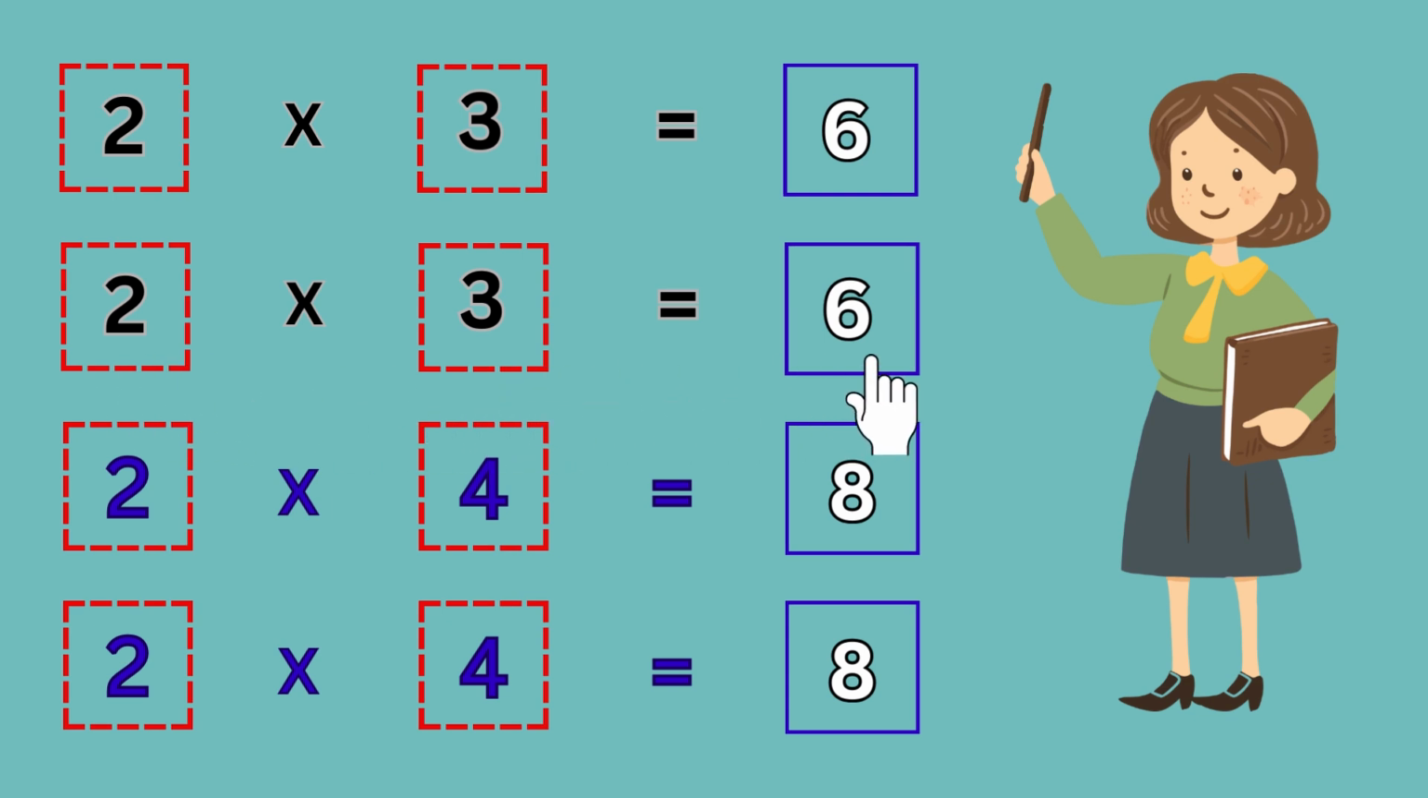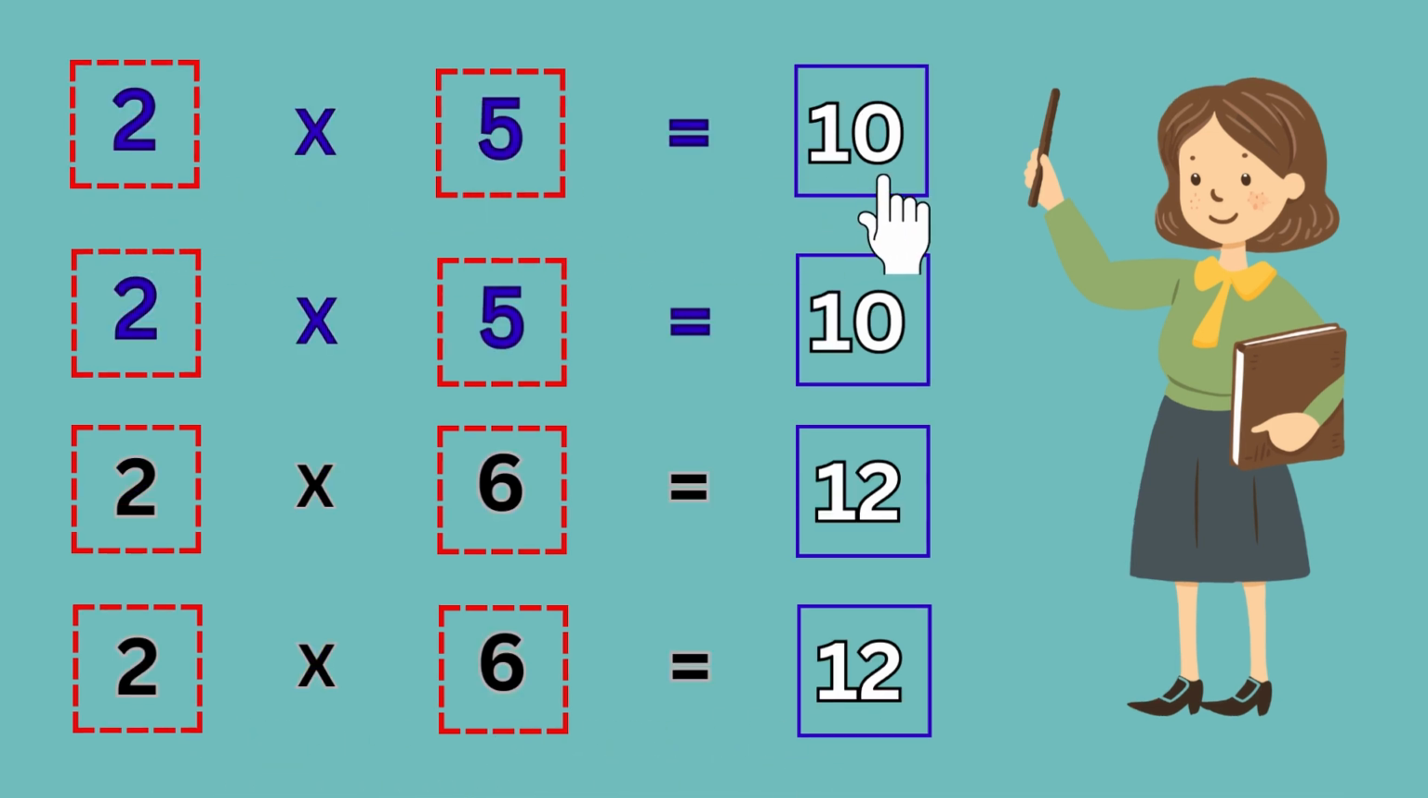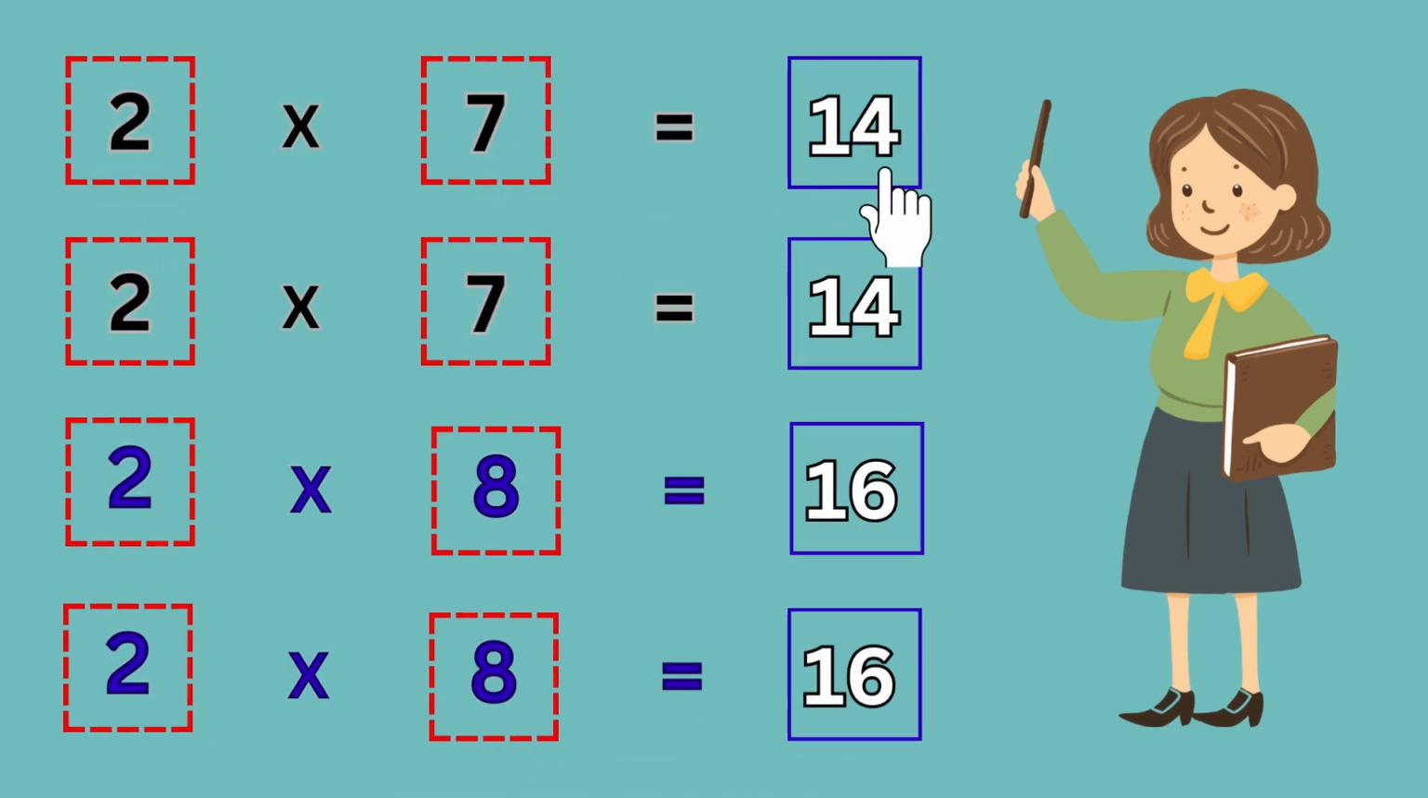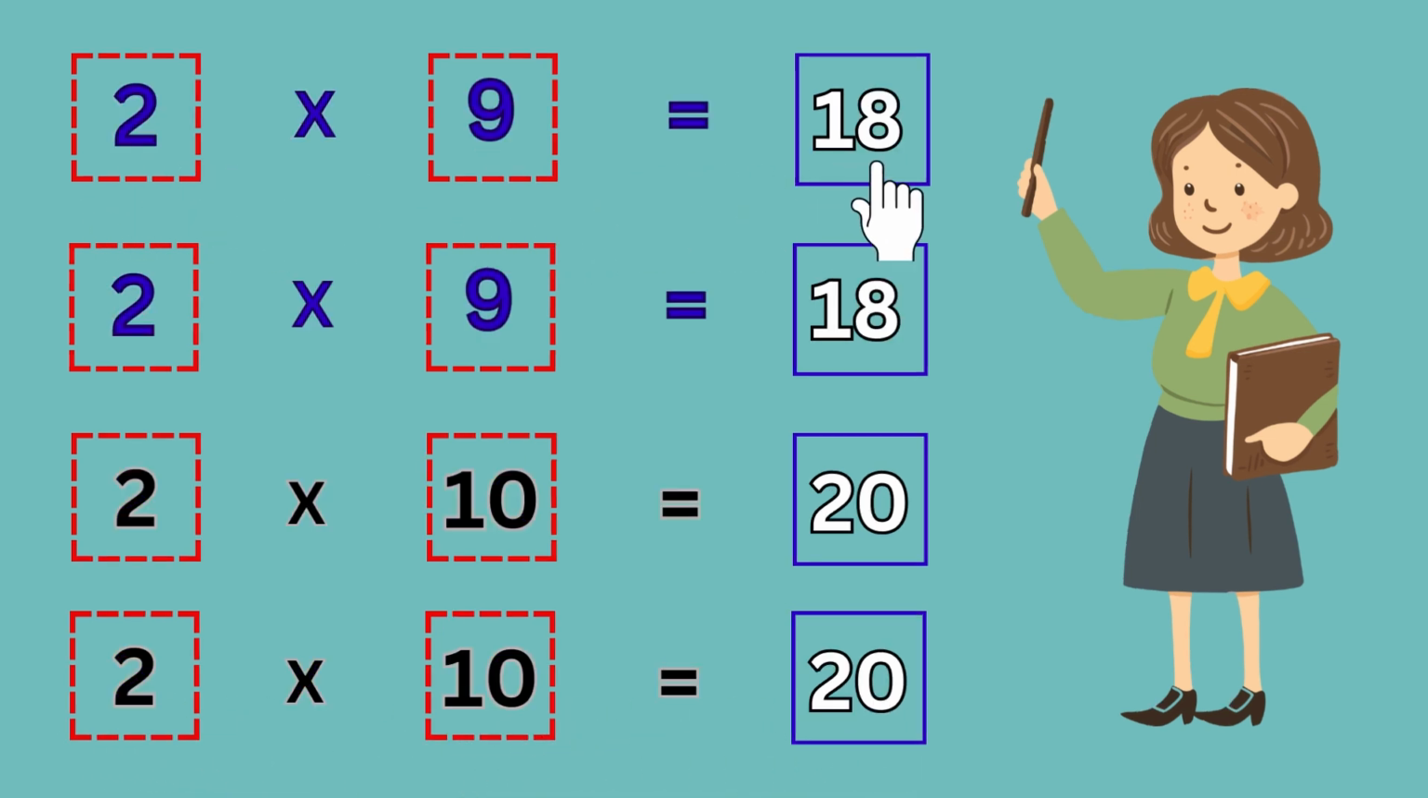2 fours are 8, 2 fives are 10, 2 six are 12, 2 sevens are 14, 2 eights are 16, 2 nines are 18, 2 tens are 20.